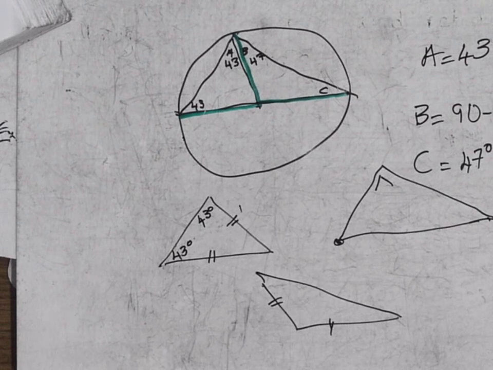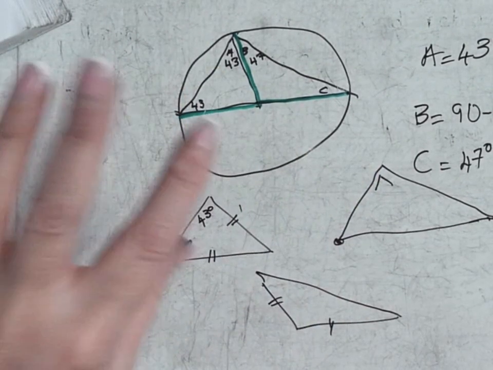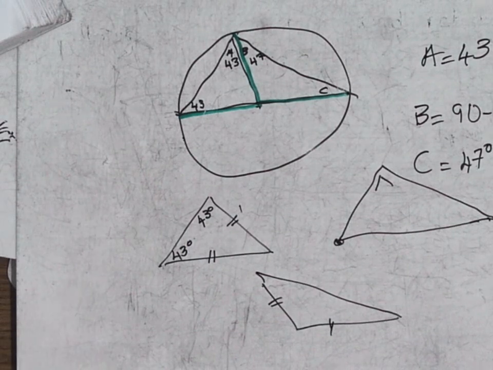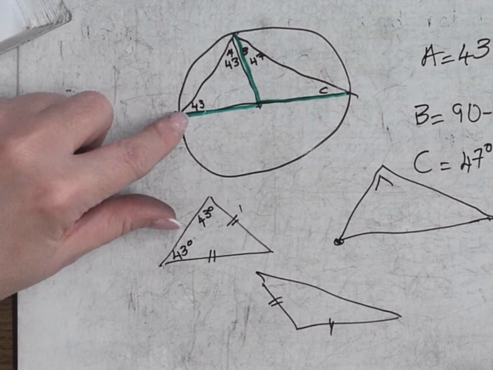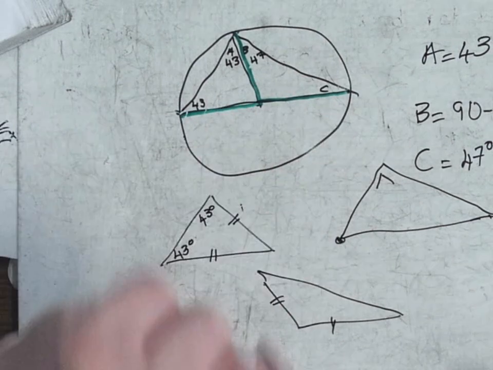But my point about this is when you get one of these circles and you have to try and figure out angles, mark all the radii, because you're going to end up with an isosceles triangle in there if there's radii. You add 43 and the 90 and take it away from 180.